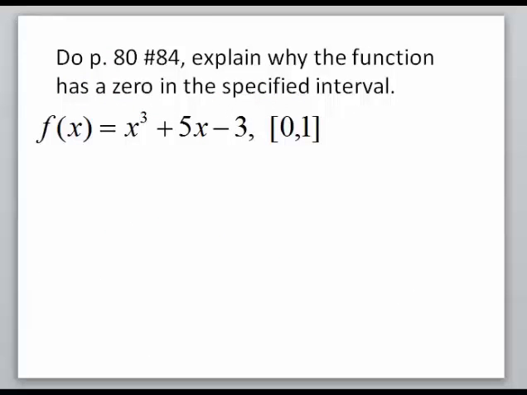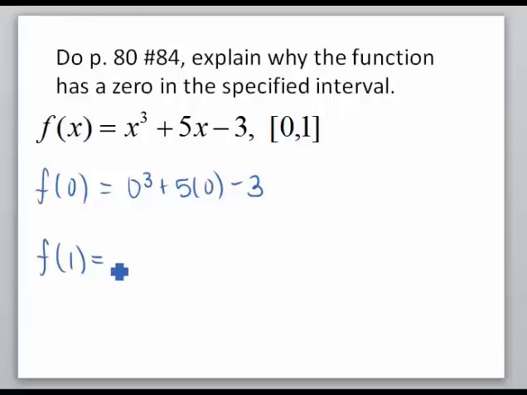It says explain why the function has a zero in the specified interval. So what we're going to do is look at what f of A would be, which would be f of 0, and look at what f of B is, which would be f of 1. f of 0 would be 0 cubed plus 5 times 0 minus 3, and f of 1 would be 1 cubed plus 5 times 1 minus 3. So f of 0 is going to be negative 3, and f of 1 would be 1 plus 5 minus 3, which is 3. So how do I know this has a 0?